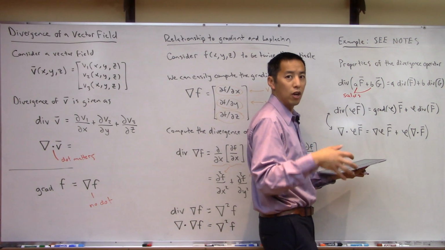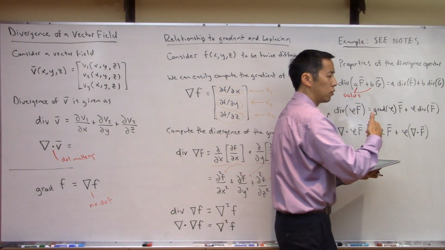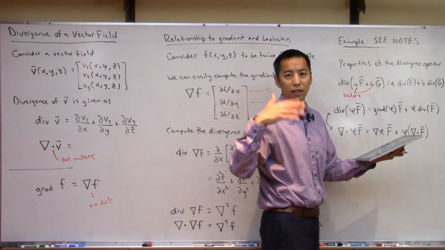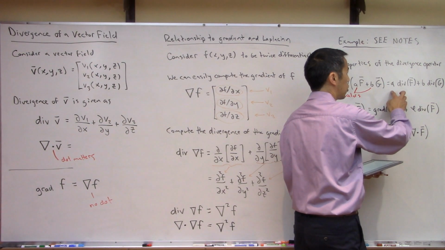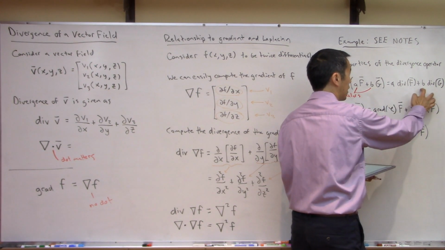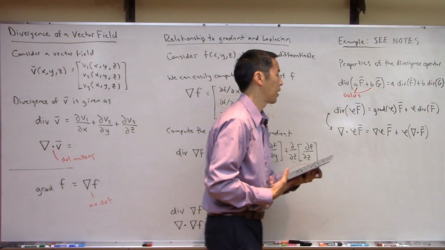Sure, you could definitely do that. Or, since it's a linear operator, you could distribute this out, additivity, homogeneity, all that stuff, and you could write this as this. You can take the divergence of the vector fields by themselves, scale the results, and then add them together. It's the exact same thing.